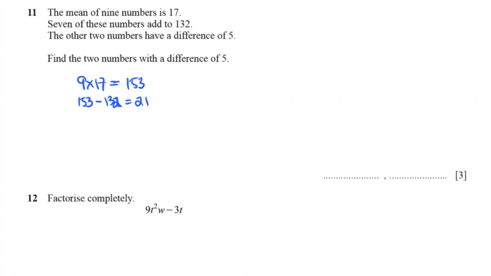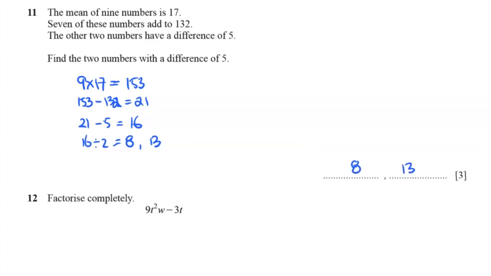So the remaining 2 numbers add to 21 and they have a difference of 5. You could just guess numbers and try to find 2 numbers that add up to 21 and have a difference of 5. Or you could do this. You could take 21 and subtract the 5, and 21 minus 5 is 16. Divide 16 by 2, and we get 8. So one of the numbers is 8, and let's add the 5 back on, and we get 13. 8 and 13 add to 21, and they are our last 2 numbers.